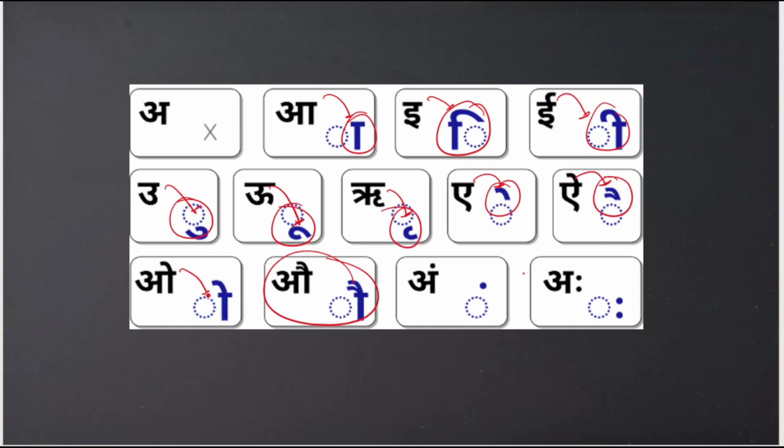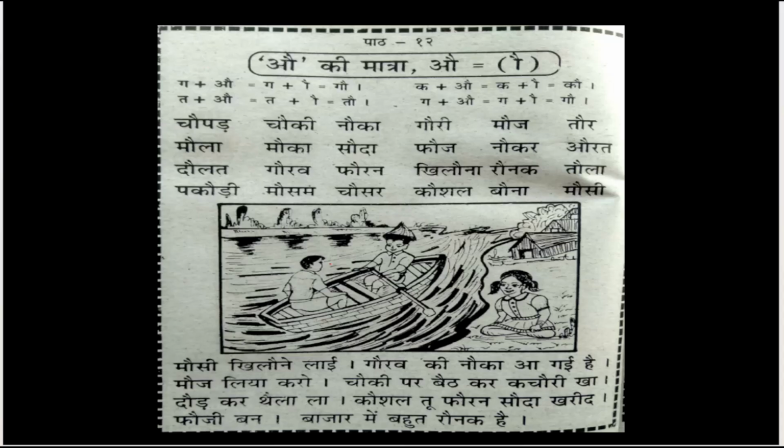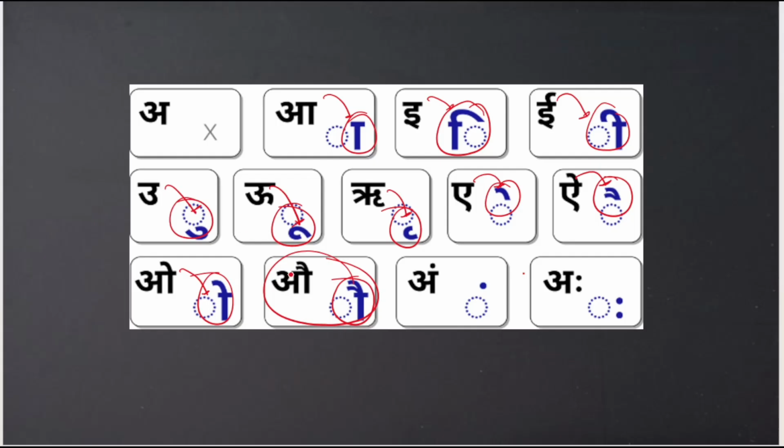This is very important. So this is our topic today, and the letter au creates this symbol. This symbol is known as the matra of au. This is the letter au, and this letter creates this symbol. The name of this symbol is matra of au.